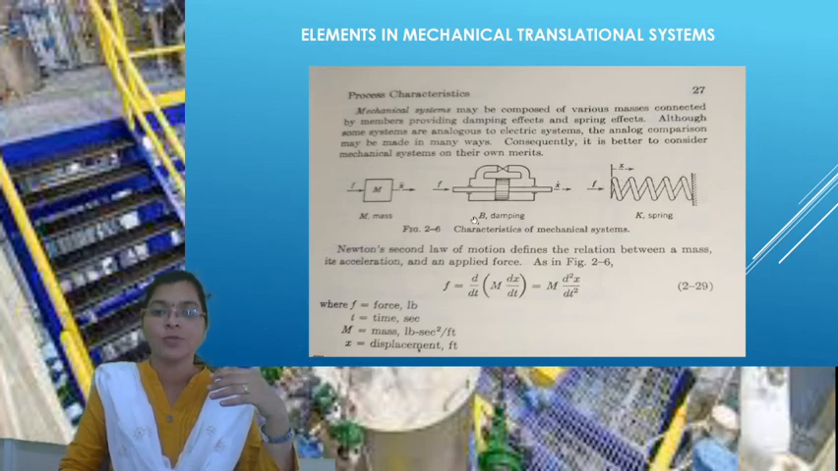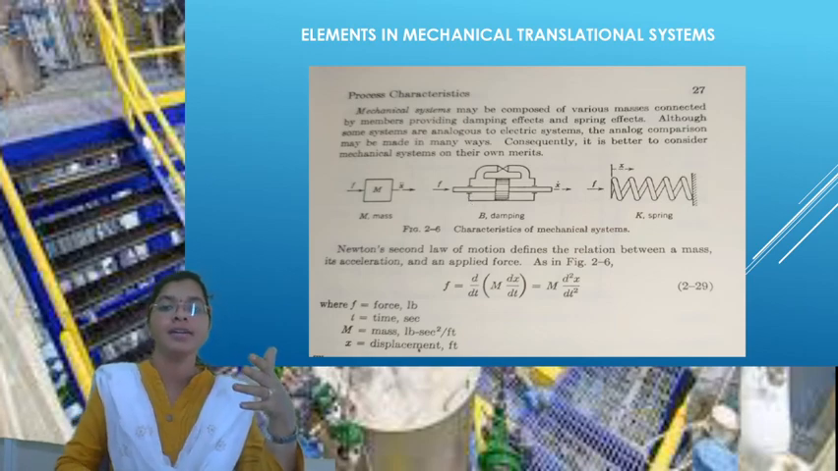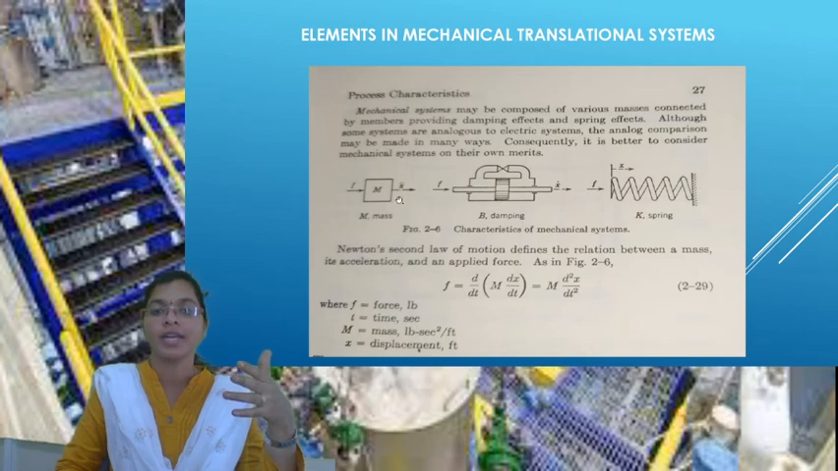So this is a dashpot. For every mechanical element, either mass, dashpot (which is damping), or spring, you apply force as the input. The output we get is the displacement, x. These are the three mechanical translational elements.